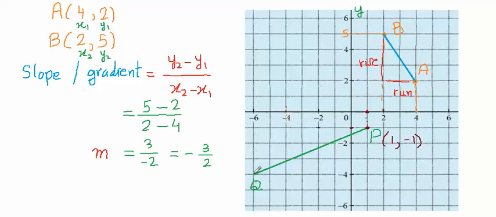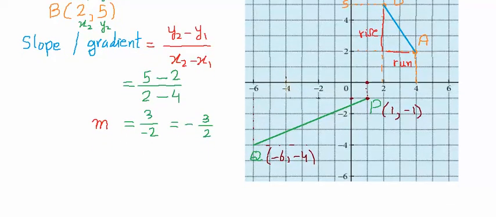Similarly, Q has the x coordinate. This is the x coordinate, so it is negative 6. So we can write in bracket negative 6. And its y coordinate here is negative 4. So we write here negative 4. So these are the coordinates of P and Q. And we want to find its slope, the gradient.